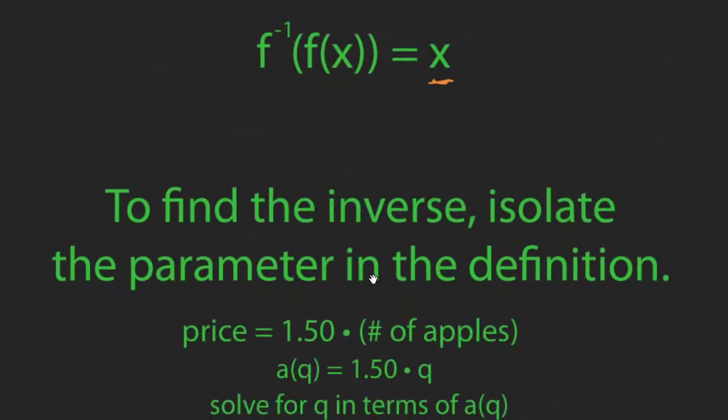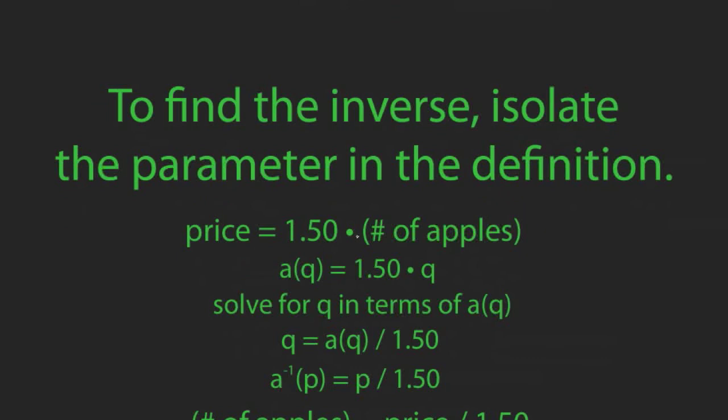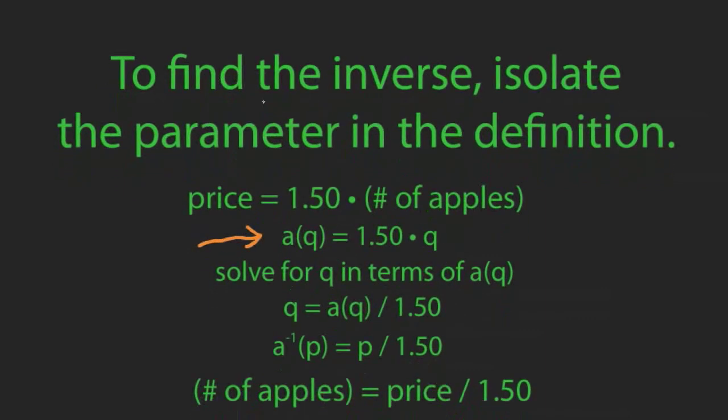So to find the inverse, you isolate the parameter in the definition. So take that function earlier, like the cost of a certain number of apples. The price is $1.50 times the number of apples. That's great if I know how many apples I want to buy, but what if I want to go the other way? What if I know how much I want to spend, and I want to know how many apples I should buy? That would be a case where we want the inverse function. So here's an example. Here's the function a of q is $1.50 times q. What we want to do is isolate the parameter in that definition, because we want input equals some function of the output, right? We want to isolate the input, in this case q.